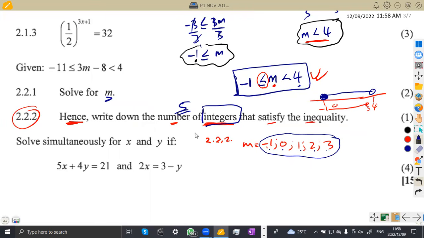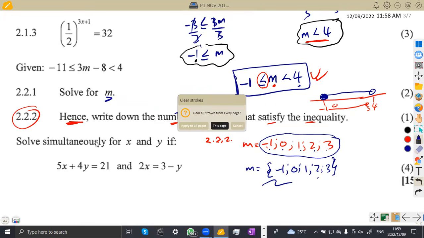If it was to list the integers or list the numbers, then we're supposed to write as m, and you can write even in set notation, -1, 0, 1, 2, 3. So that is the set representing m. But in this case, it was to state the number. How many are they? That is the question.